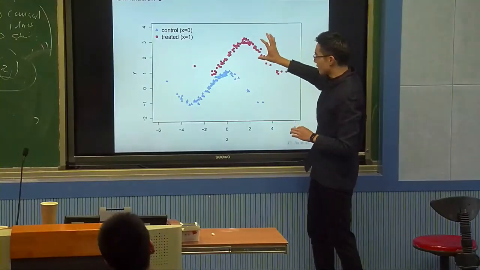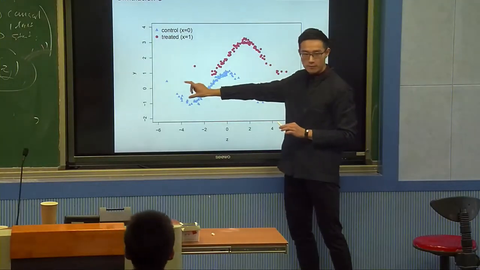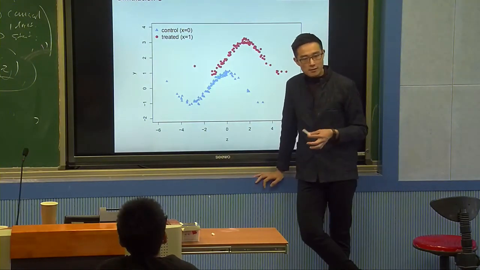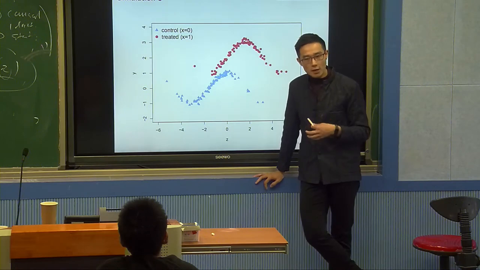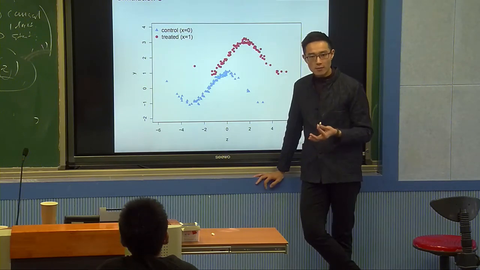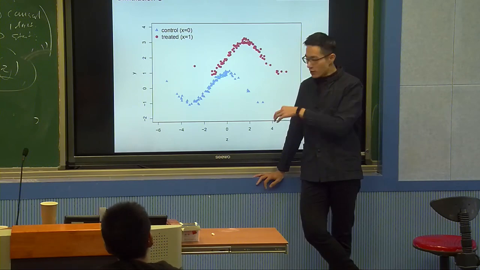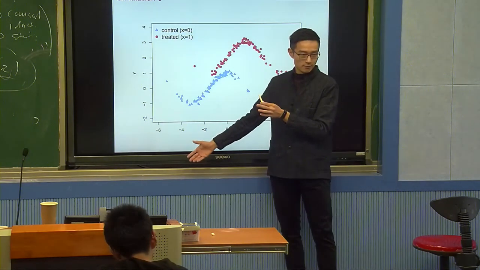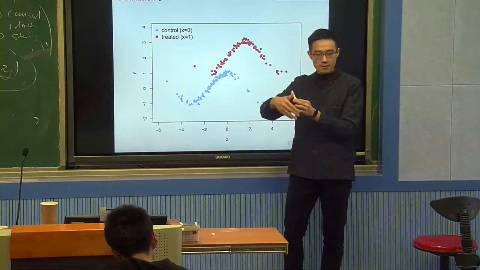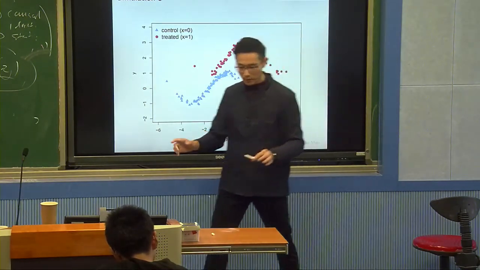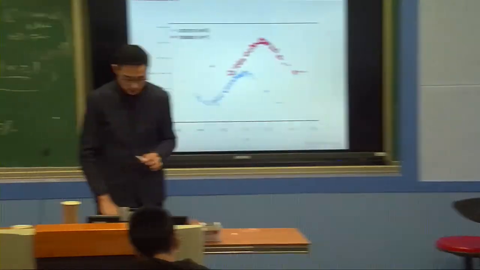Actually, the treatment effect changes with respect to z. Different z give you different treatment effect. In this case, we say it is not a homogeneous treatment effect, it is a heterogeneous treatment effect, meaning the treatment effect is different in the population. People who have different Z have different treatment effect. So it's not the same treatment effect everywhere in the population, it's actually different depending on Z. So it's a heterogeneous treatment effect.